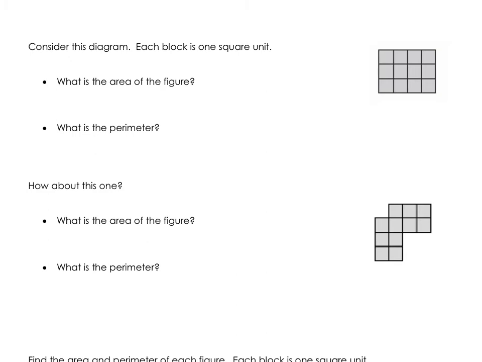Okay, so now this is what your homework's going to be like. Consider this diagram. Each block is 1 square unit. So what's the area of this? Well, you can just count. 1, 2, 3, 4, 5, 6, 7, 8, 9, 10, 11, 12. So we can say this figure is 12 units squared.